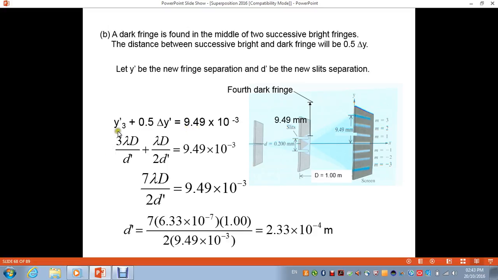Then I substitute in y3 as 3 lambda D, big D, but the small d changes, so I call it d prime. Similarly, on the other side, delta y will be lambda big D over d prime. Then I make d prime the subject, and I get the new d, which is 0.233 mm. So it has increased, because the distance between the fringes now gets smaller.